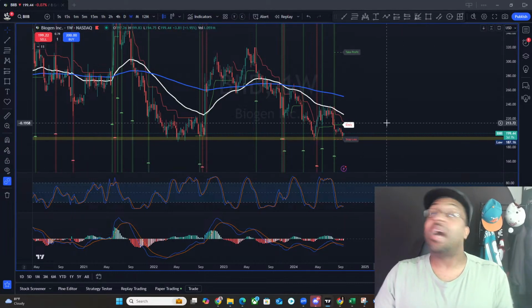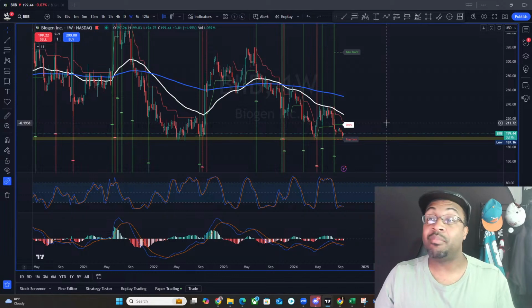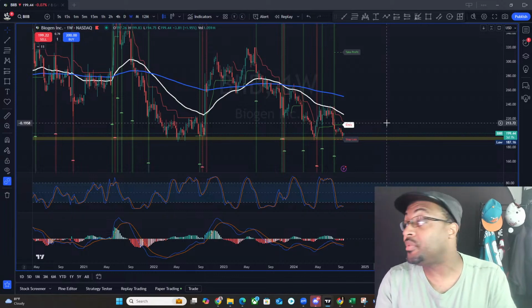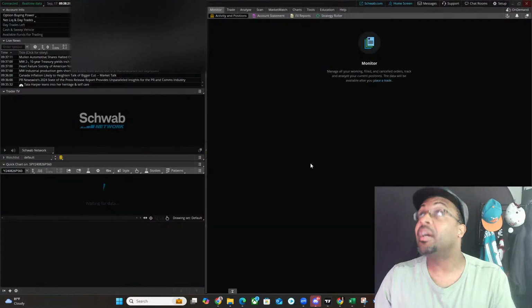All right, but yeah, so I love Biogen where it is right now. If this thing holds support roughly around 200 and then breaks above that psychological level of 200, this thing could probably really print, and that's what I'm kind of banking on.